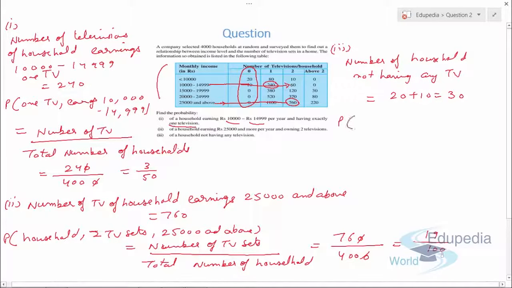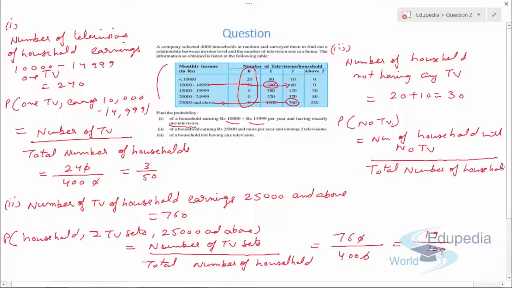So we can say that the probability of no television set, no TV, we can write simply as equal to the number of households with no TV set upon the total number of households, right? So this will be equal to 30 upon 4,000, right? So when you solve it, it will come out to be 3 by 400, right? So this is how we have to solve these types of questions.